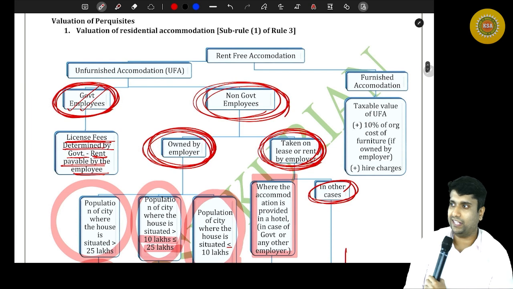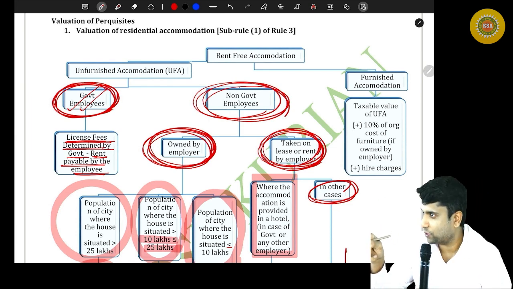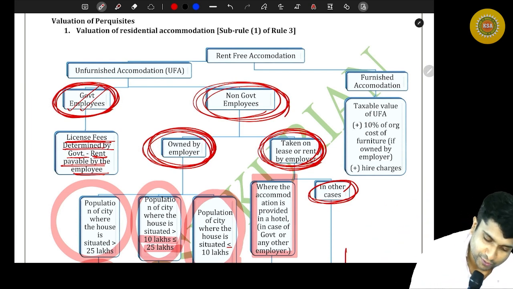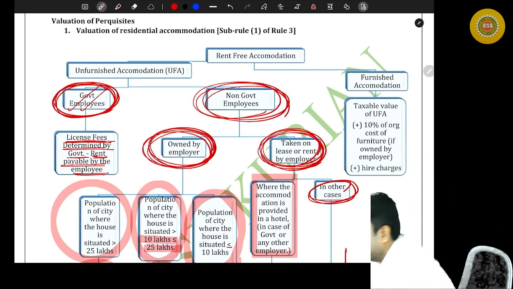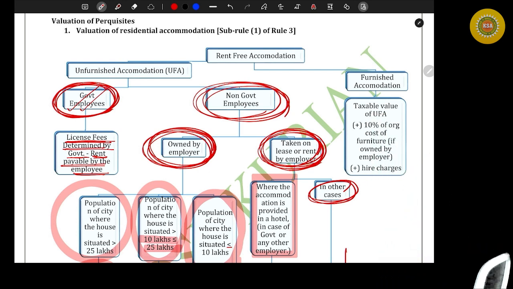Unfurnished accommodation. Now you have to furnish the accommodation. Yes or no? Let's understand how to value the perquisite of furnished accommodation. We have time, don't worry. So let's complete the furnished accommodation and the other things in relation to this. Thereafter, we will think about discussing other things.